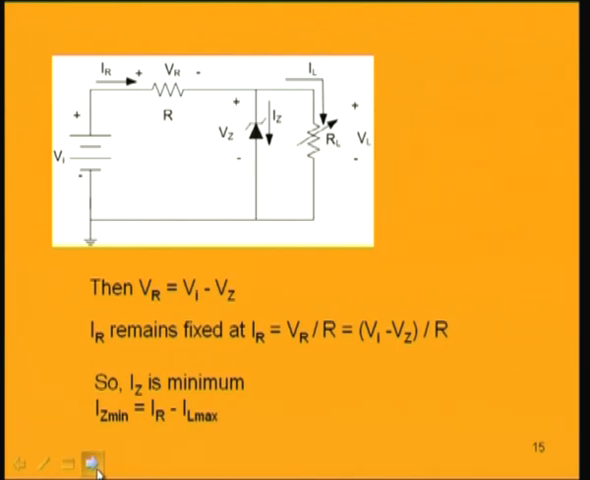So, what is the IZ minimum that we can find out? IZ minimum is equal to IR minus IL maximum, and what is IR, that we know. IR is equal to Vi minus Vz by R. So, this is one condition where you will be getting the maximum load current, and correspondingly minimum Zener current.